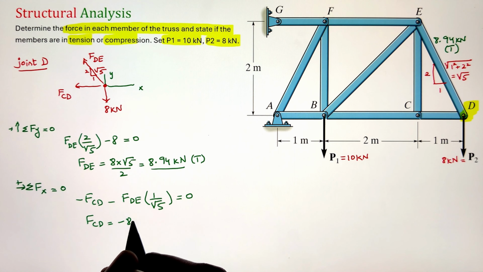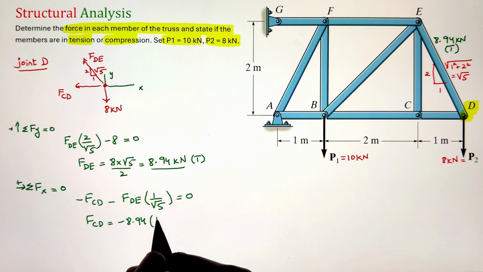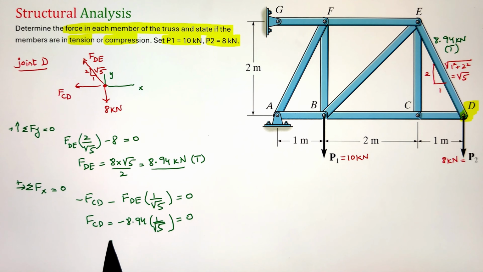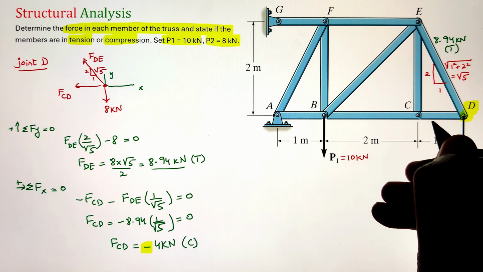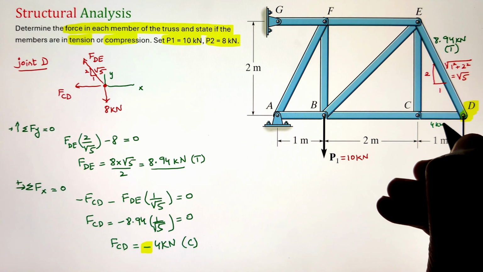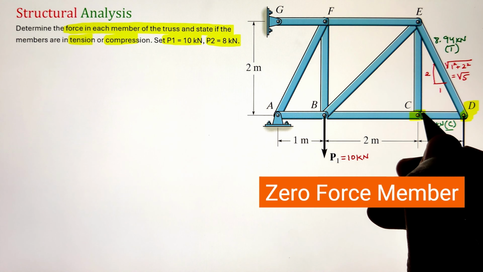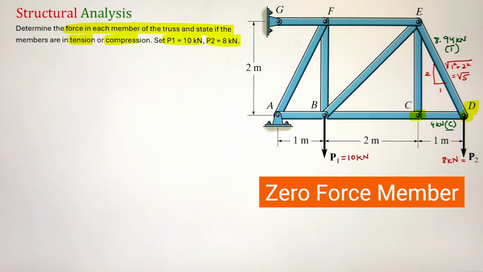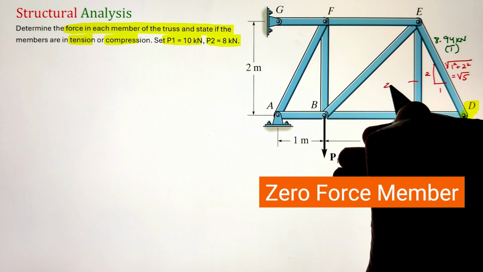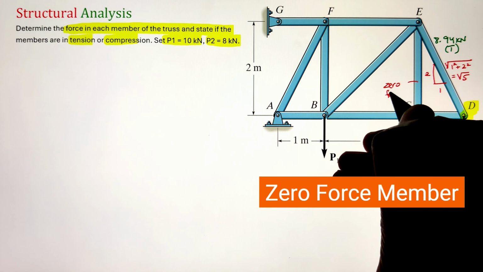Now this negative sign is indicating that the force is in compression, because the direction I picked for the force on my free body diagram was in the tension direction. This negative 4 kilonewton indicates that the force in the member CD is in compression, because the direction I picked in my free body diagram was the tensile direction. The negative number just indicates that it is opposite to the direction we have picked on our free body diagram. Next, we can look at joint C.